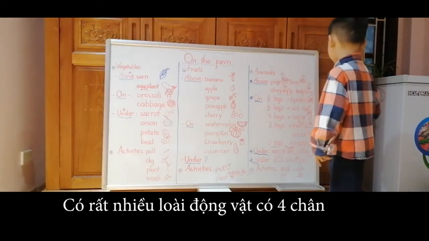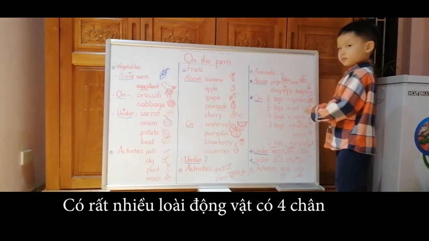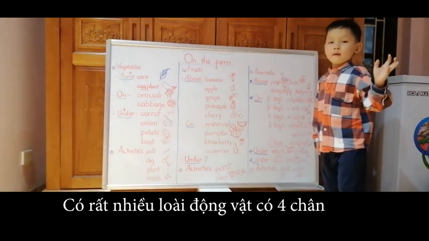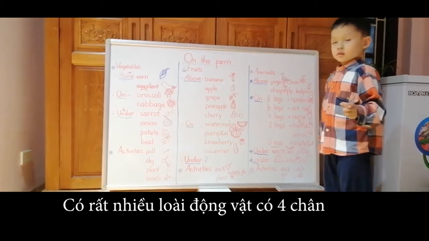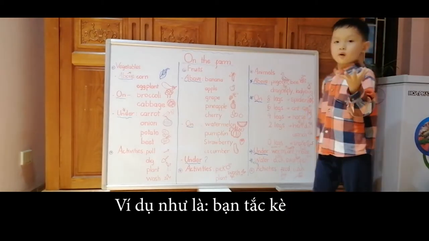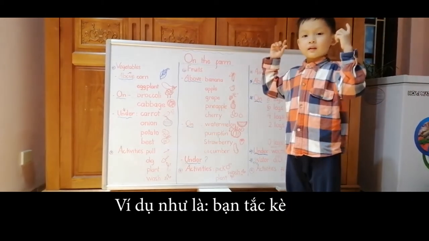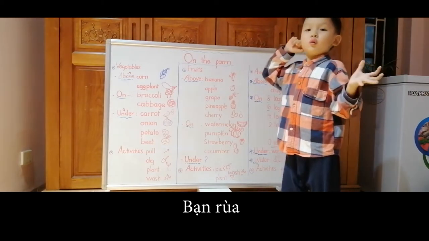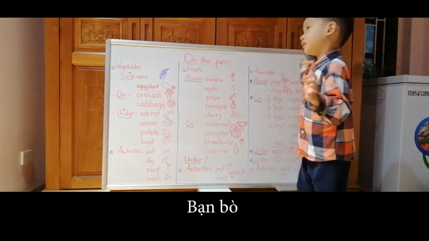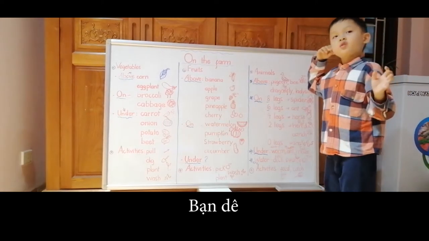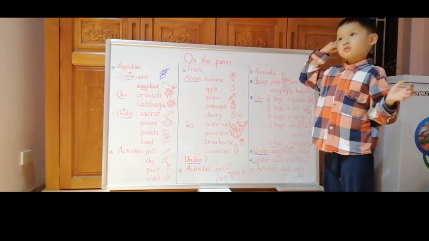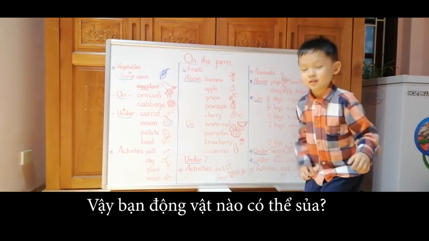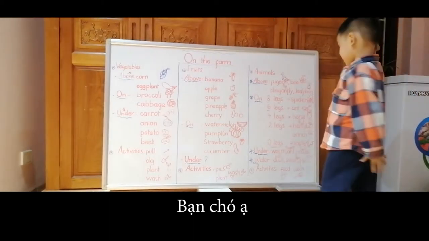We have many animals that have four legs. For example, lizard. Turtle. Cow. Goat. And what animal came back? Dog. Yes, and next.